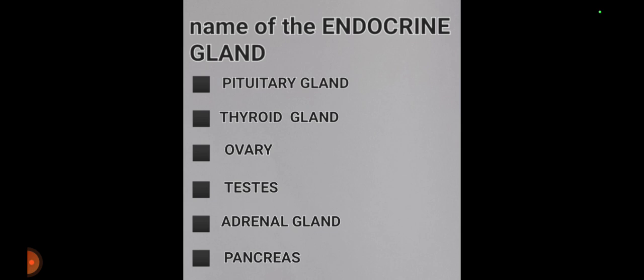There are 6 parts of endocrine glands. Endocrine glands are majorly divided into 6 types. First, pituitary gland, thyroid gland, ovary, testes, adrenal gland and pancreas.